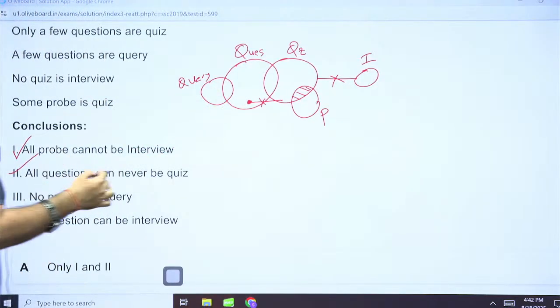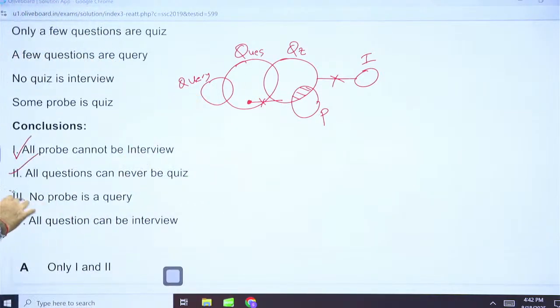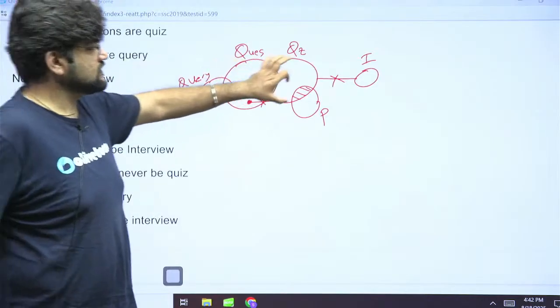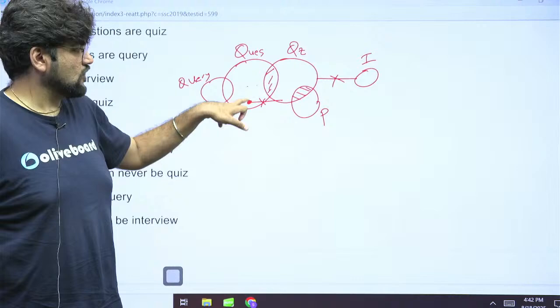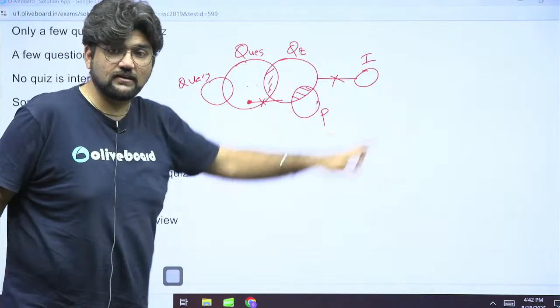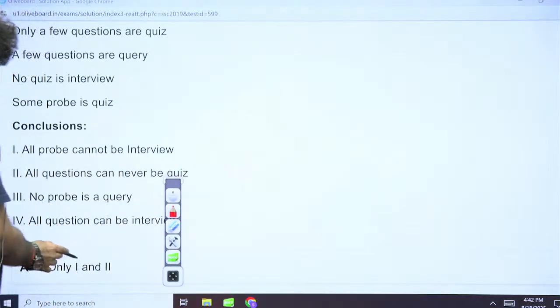No probe is query. Probe and query are not connected to each other and I will not register them as a negative relation. So this is gone. All questions can be interview. All questions cannot be interview. Why? Because of this restriction. Some questions are not quiz. So they cannot be interview, because all quiz are not interview. So this is also incorrect. Only 1 and 2 follow should be my answer. So option 1 is the correct answer.